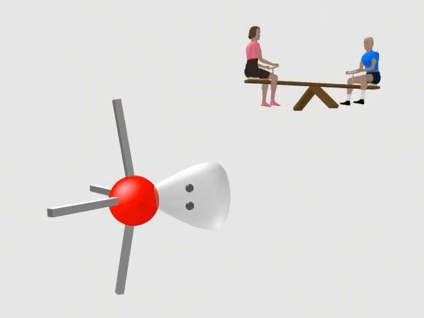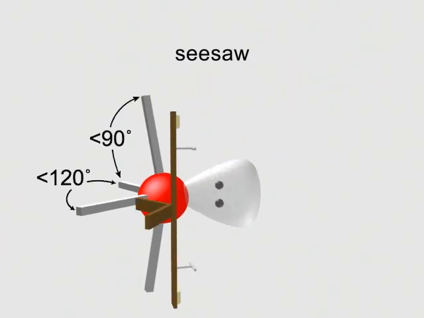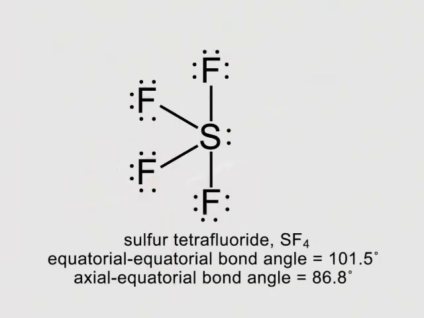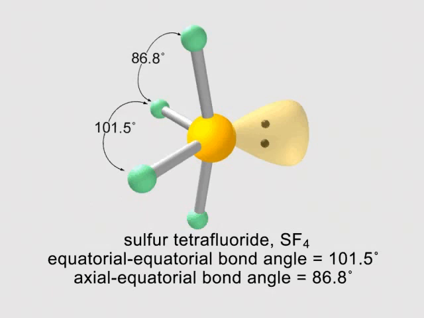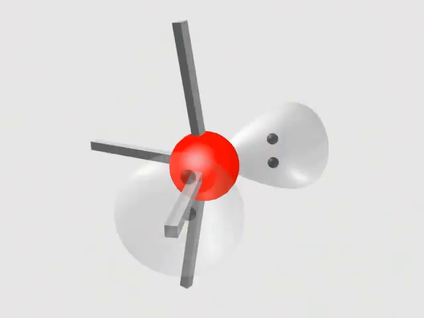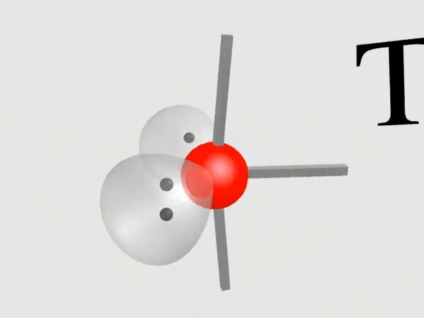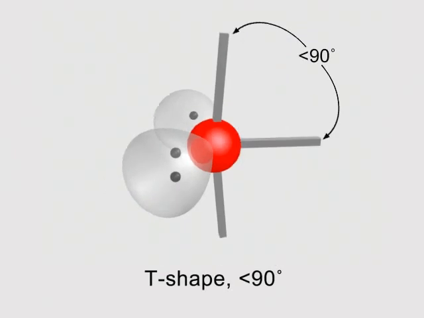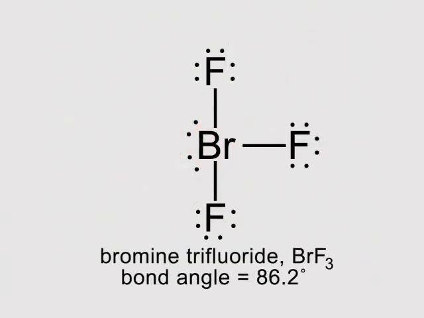With one lone pair, the object has a seesaw shape. Sulfur tetrafluoride is an example. With 2 lone pairs, the object is T-shaped, and the 2 remaining angles are less than the ideal 90 degrees. Bromine trifluoride is a T-shaped molecule.